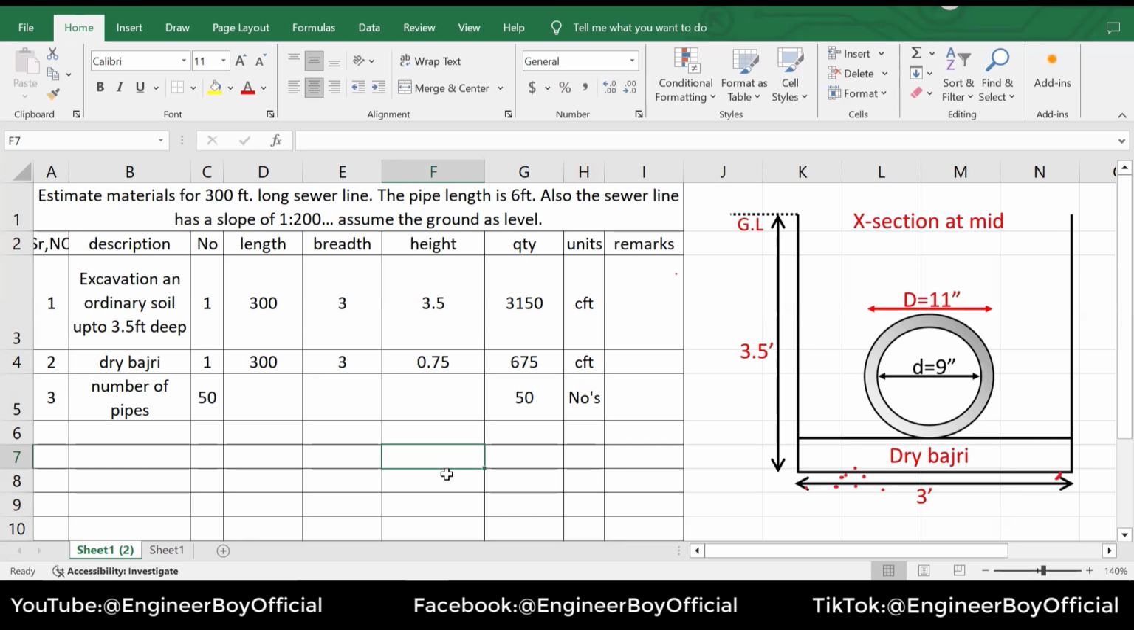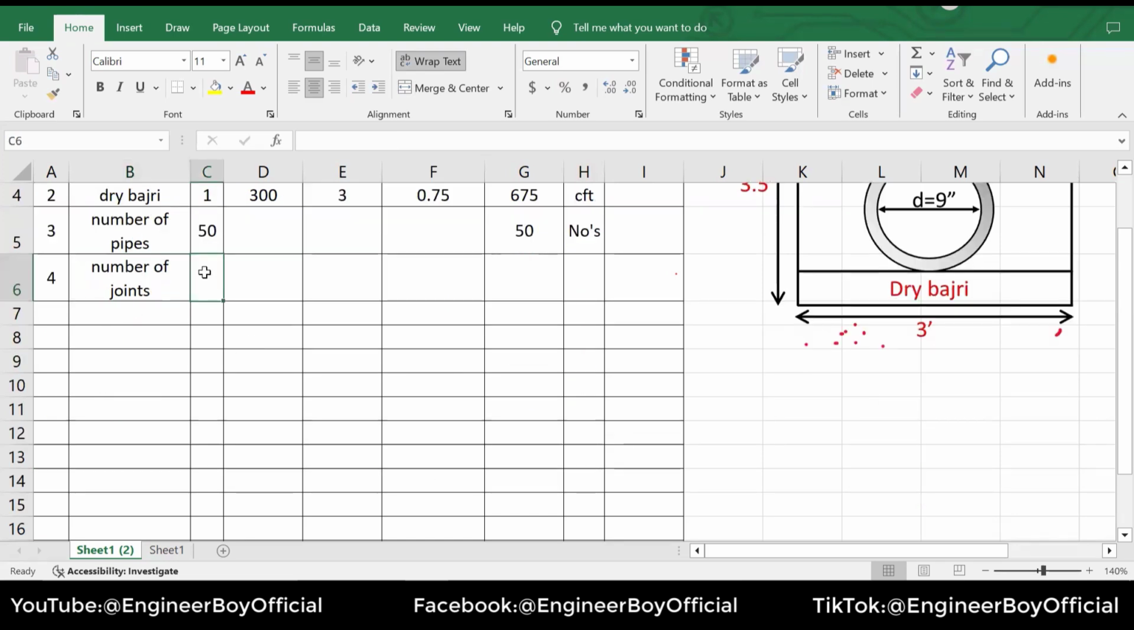Now the number of joints can be actually just the same thing, because of, you can say, 50 minus 1. But why minus 1? Let's say 50, and then we will put the minus sign over there and 1, which is 49. Okay, so the quantity can be 49 and the unit is in numbers. Why minus 1? Because at the end, at the disposal point, we don't actually join pipes over there.